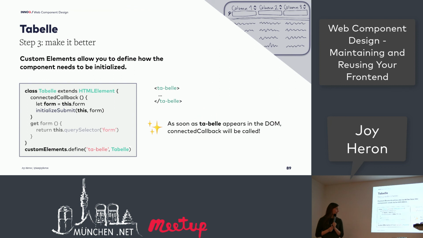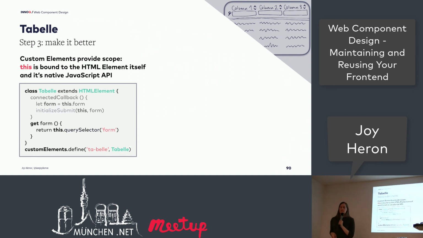We can write a JavaScript class which extends HTMLElement. And we can add behavior to the connectedCallback method inside of our class to do the initialization logic. So here we want to call our initialize submit function from before. And we can define our custom element using customElements.define and the tag name that we want to appear in our HTML document. Then we can just add a tabella element to our HTML document, and the browser will take care of the initialization for us as soon as it is ready to do so.